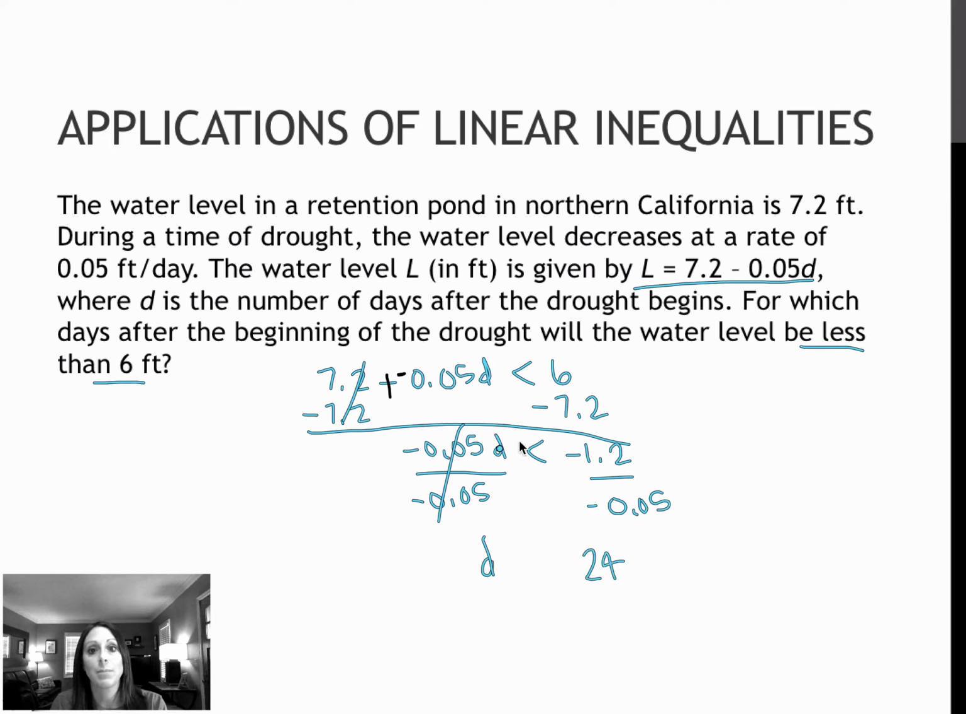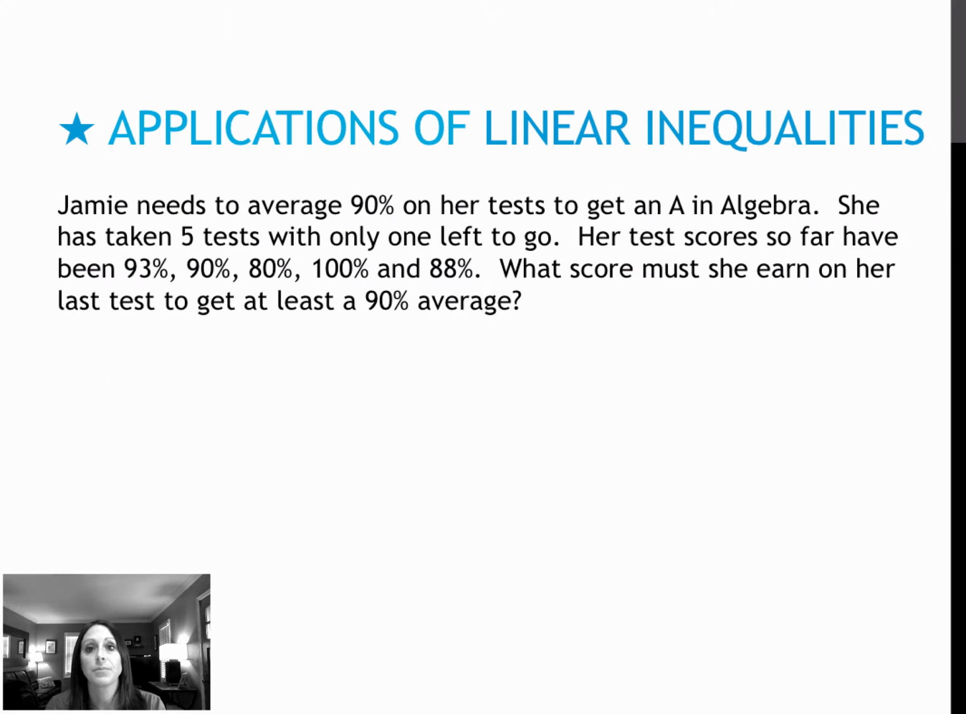And because I've divided by a negative, my inequality flips around, which actually makes a lot of sense because the question says, for which days after the beginning will the water level be less than 6 feet? Well, we know that the water level is going to continue to decrease and decrease and decrease. So starting just past day 24 is when we need to be concerned about the water level being less than 6 feet. So obviously greater than or equal to 24 days after the drought begins would be our answer. Make sure that you're labeling and writing your sentence.